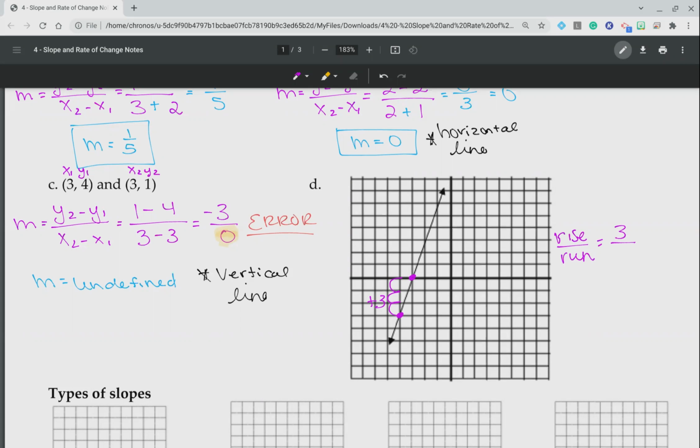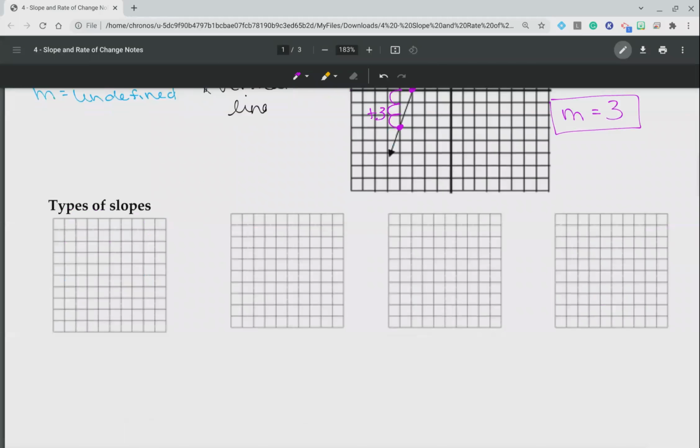Then I need to run over to my next dot. So whoop, I ran over 1. So that's my run. So my slope for this line is 3 over 1 or just 3. Okay, so you can also find the slope by counting it on the graph as well, if you're given a graph. Okay, now there are 4 different types of slope.